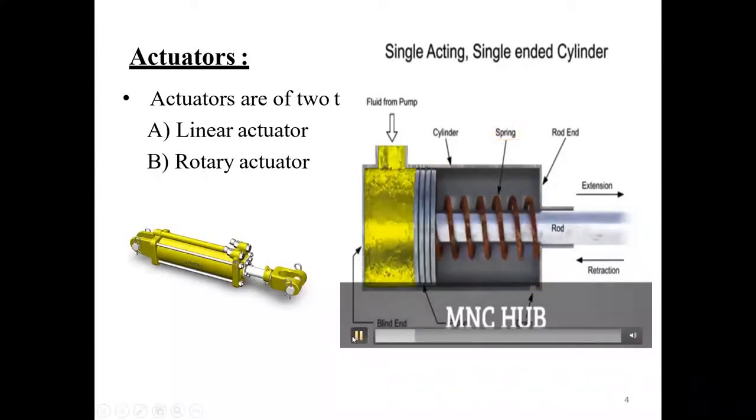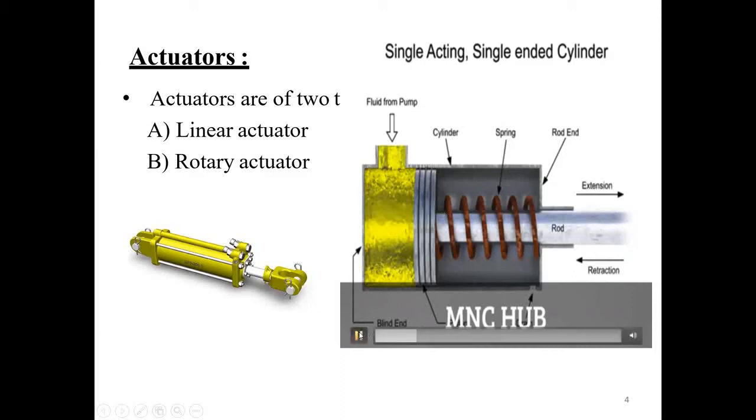A single acting cylinder produces linear motion. Here we are using the spring to bring the piston back to its original position when the pressure of liquid from this side is removed. So what is happening here? Pressurized oil remains only on one side of this piston. That's why it is called single acting. And when oil is on both sides of the piston, we call it a double acting cylinder.